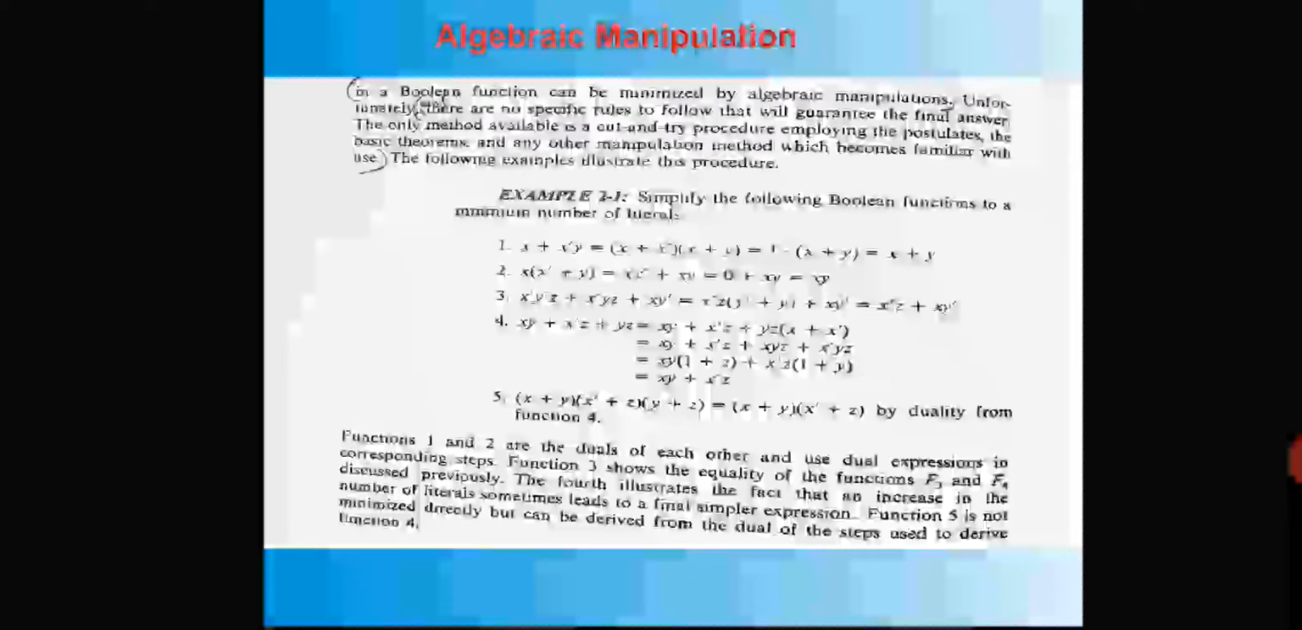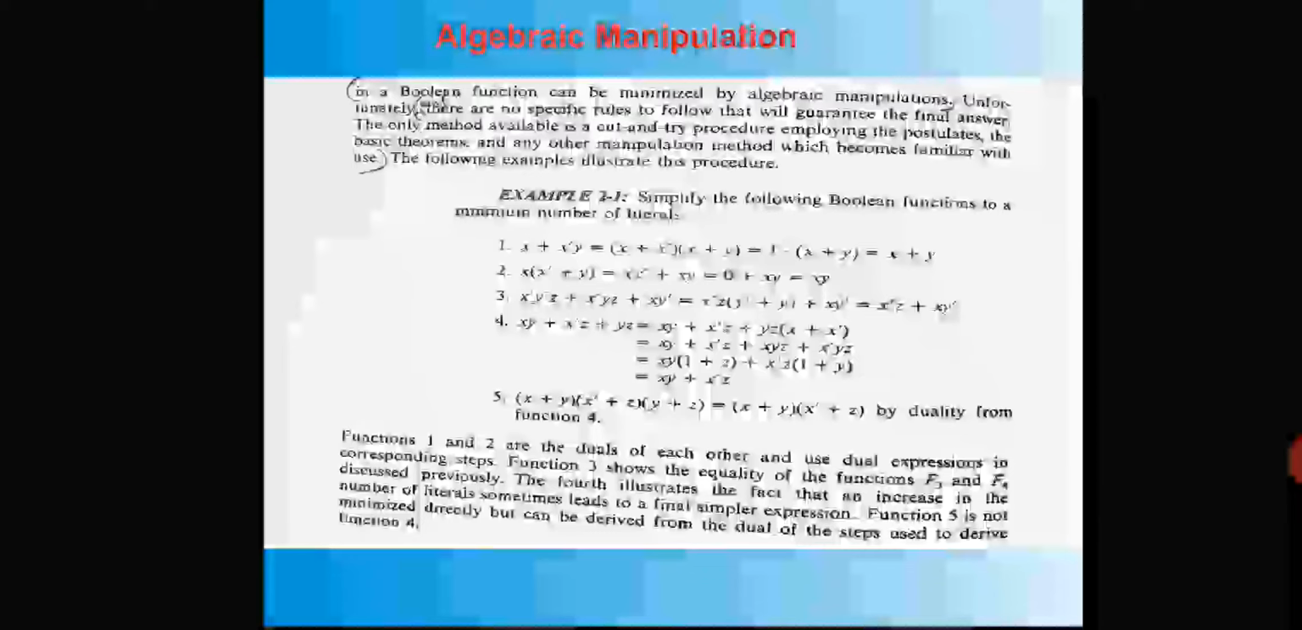Now here also they say the same thing. A Boolean function can be minimized by algebraic manipulations. Unfortunately, there are no specific rules to follow that will guarantee the final answer. You have to remember this. Whenever algebraic manipulation appears in the examination, you have to write that particular statement: there are no specific rules to follow that will guarantee the final answer.